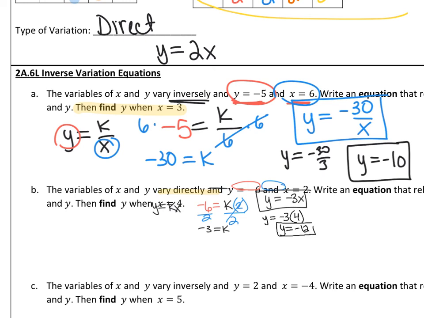Okay, we're going to stop this video right here. Again, this went over tables and word problems of distinguishing between inverse or direct variation, and then we also learned to write the equations and to solve for other variables.